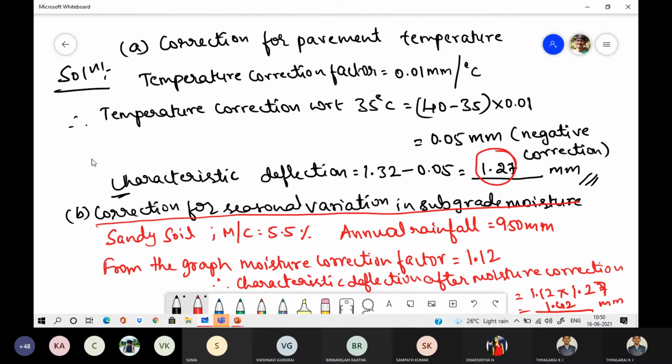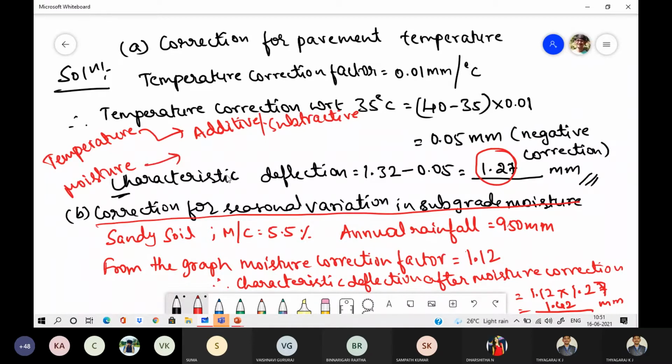Always remember, temperature correction will be additive or subtractive? Subtractive. Moisture correction is always what? Is it additive or multiplicative? Kindly respond. It is multiplicative. Understood? Have you understood this problem? Yes, sir.